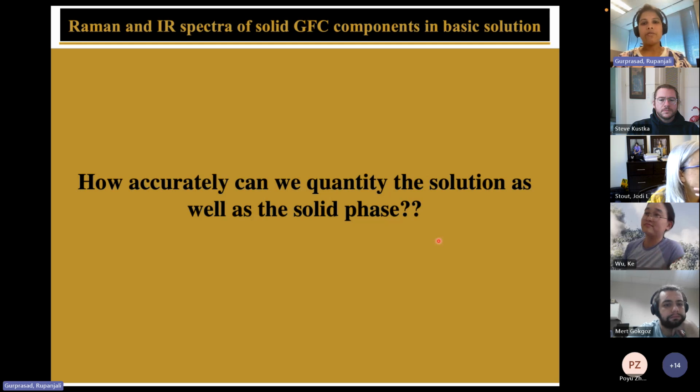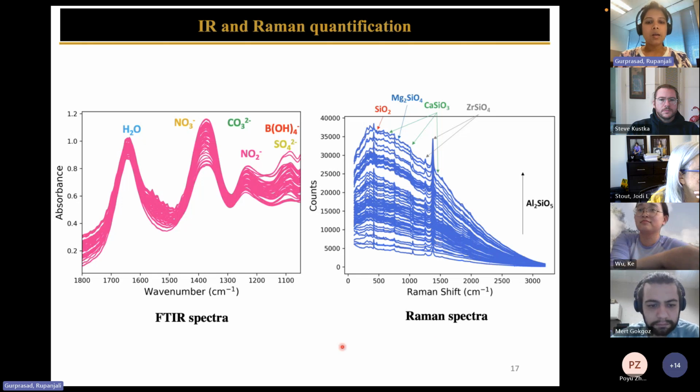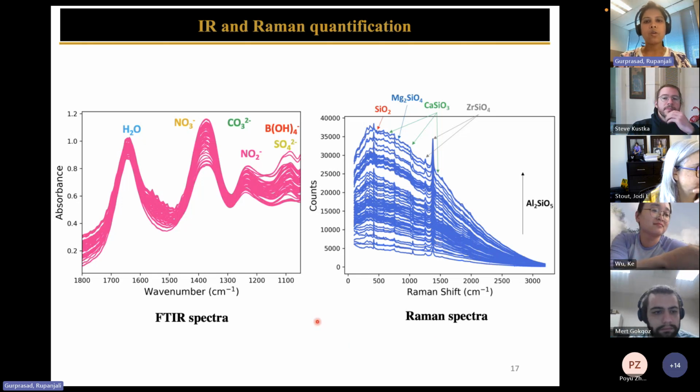So once we had the reference spectra of both the solution phase species as well as the solid phase species, the final part of the project was how accurately can we actually quantify these species in both phases. So just to give you a brief overview of how the spectral data actually looks.